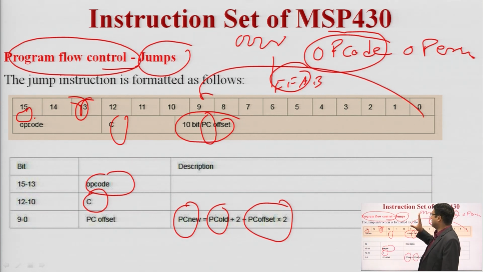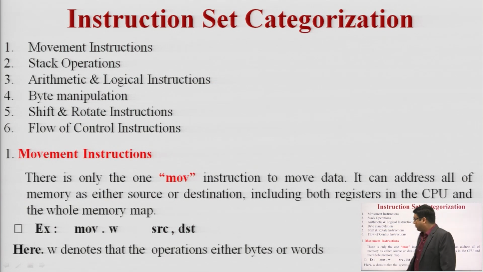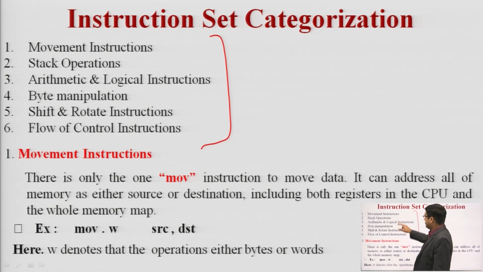We need only the format of the instructions. So next is the instruction set categorization. There are 6 categories of instructions in MSP430. Movement instructions. Movement instructions mean movement of a value from one register to another register.